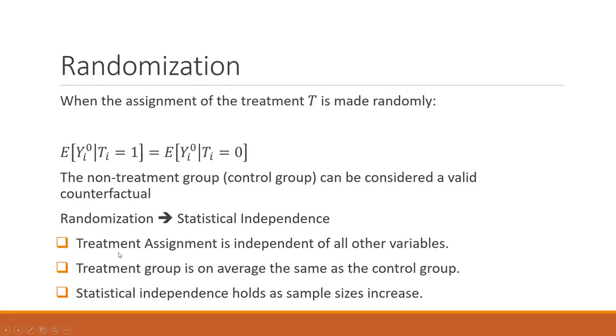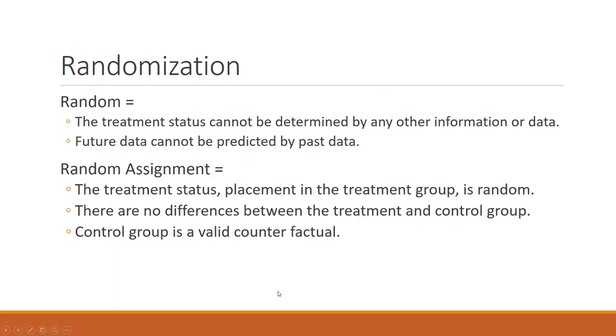And statistical independence is more likely to hold as the sample size increases. Randomization is likely to give us statistical independence when we have a really big sample size. It's not guaranteed when we have a small sample size, but if we have a really big sample size, then randomization will give us statistical independence. All right. So now let's keep going. What do I mean by random? What I mean by random is that the treatment status is not determined by any other information or data. That means there's no other variable, there's no other factor that determines who gets in the treatment group and who doesn't.